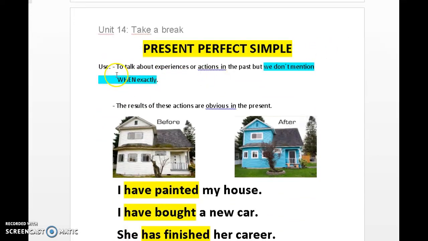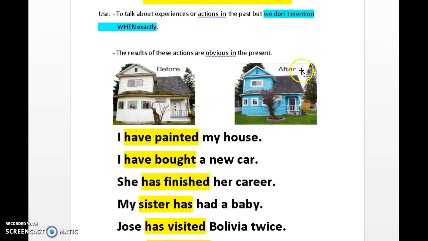We use the present perfect simple to talk about experiences or actions in the past, but we don't mention when exactly. For example, I have painted my house. As you can see, this was the before and this is the after. What happened? I have painted my house. So, this is evidence in the present. My house is different now.